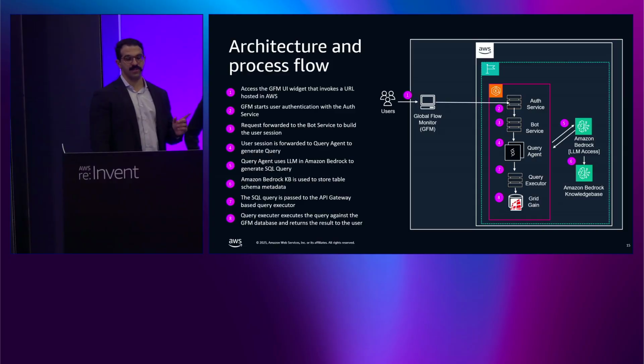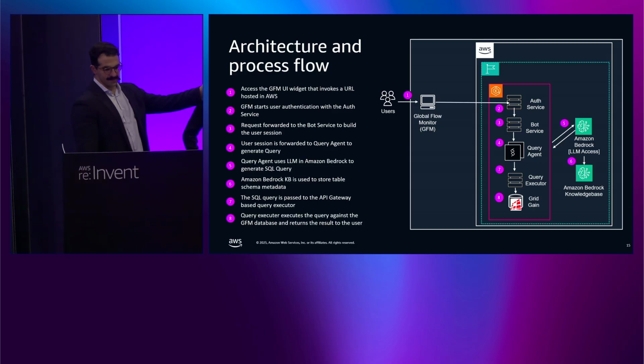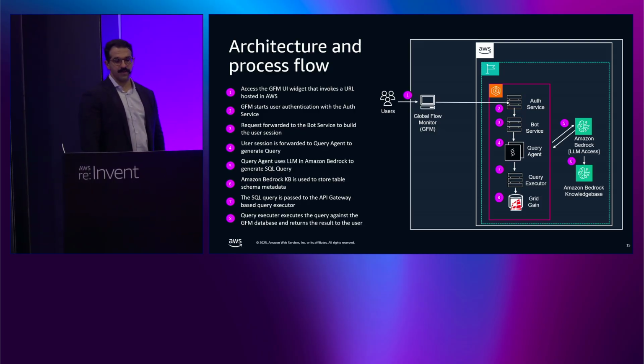Sure. Thanks, Sanjay. So let's look at the architecture in a bit more detail. First, we establish a connection between the trade assistant and Jefferies' on-prem business intelligence platform, GFM, which Sanjay just mentioned, with an AWS Direct Connect in step one. Once a trader logs into GFM, they have a UI widget to interact with a trade assistant agent. As you can see, in steps 2 through 4, we built several services using AWS EKS to authenticate users, create user sessions, and query LLM agents.